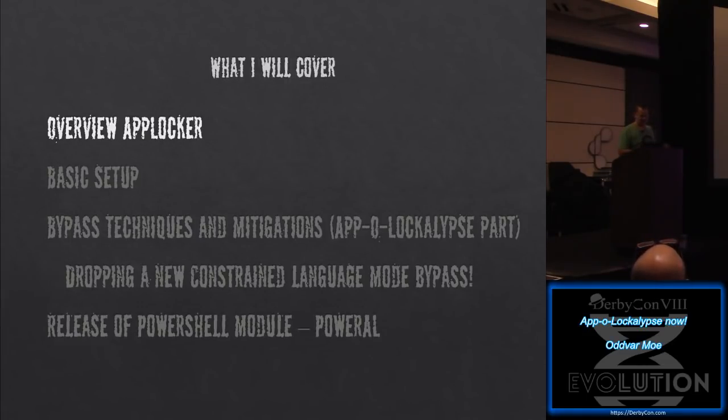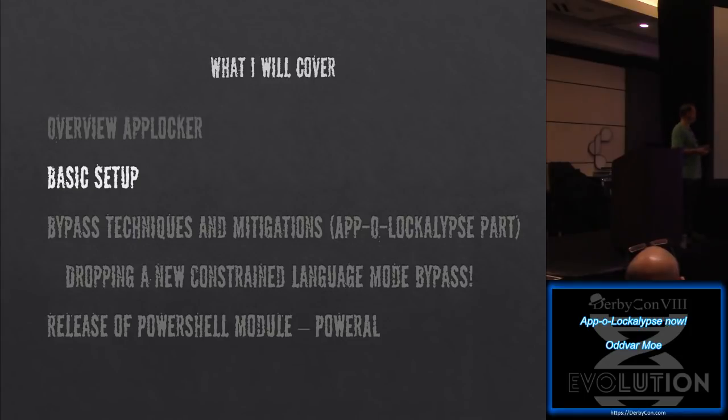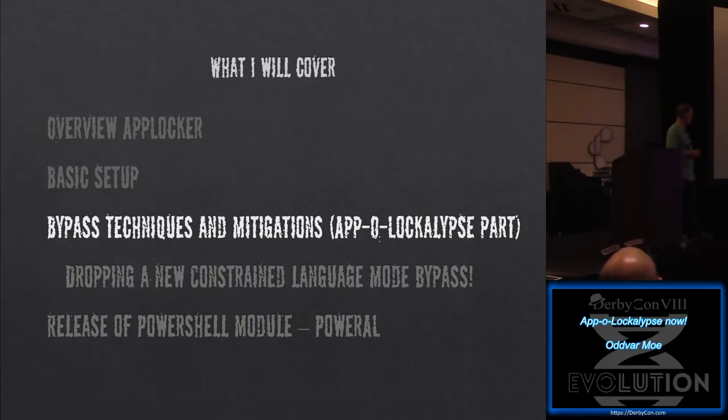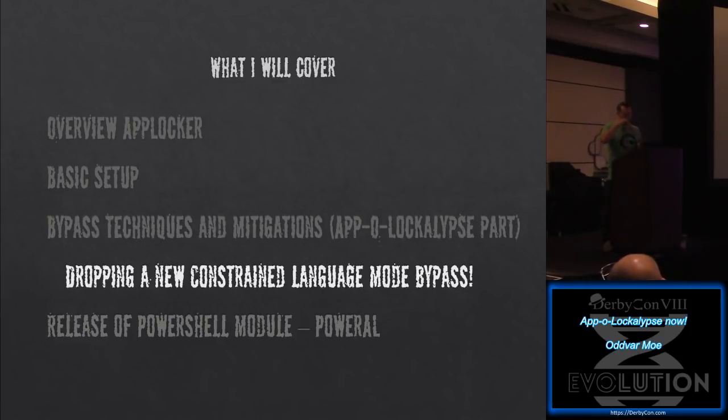Right. So what I will cover, I will give you an overview of AppLocker, how you configure it from a default perspective, and just go over some basics, like how to configure a rule and all that stuff. And then I will show you some different bypass techniques that are important to be aware of. That's the Lockalypse part. And I will be dropping on you, in quotation marks, new, because I haven't seen it before, a constrained language mode bypass.